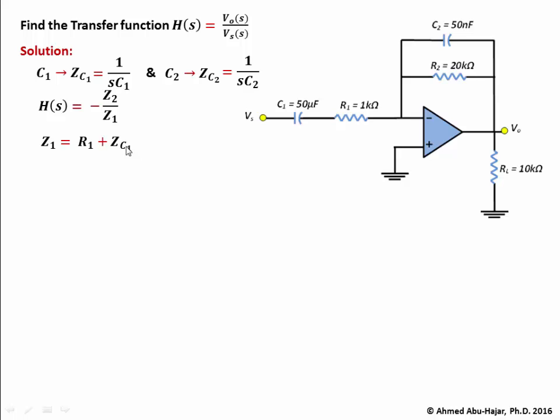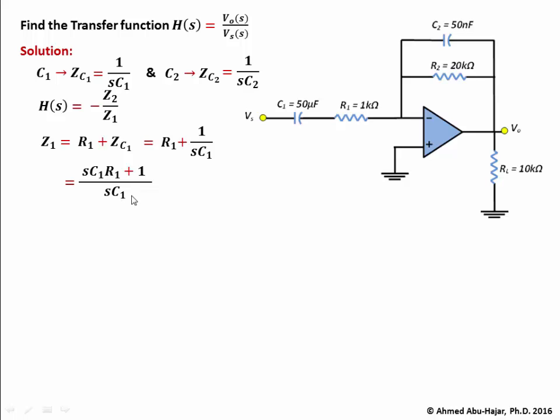Now we know that R1 is going to be the same, and we already calculated ZC1 to be 1 over SC1. We would like to express this impedance as a rational function, so we're going to multiply the top by SC1, and that is basically to get the common denominator. So what we're going to have is S times C1 times R1 plus 1 over S times C1.